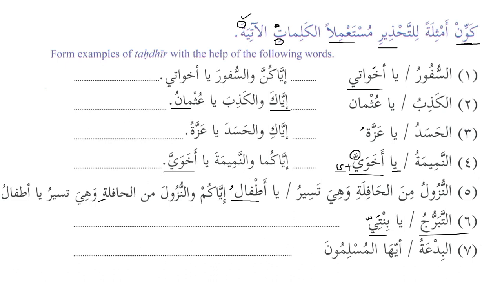Oh, my two daughters. So it depends. In this case, it's binti, right? Binti, oh my daughter. So iyaki wat tabarruja, ya binti. But if it's two daughters, then it will be ya bintayya. إياكما. So iyakuma wat tabarruja, ya bintayya. So if it is singular, it will be iyaki, and if it is dual, then it will be iyakuma. So as we changed it over here.